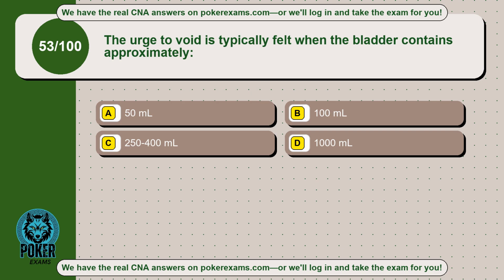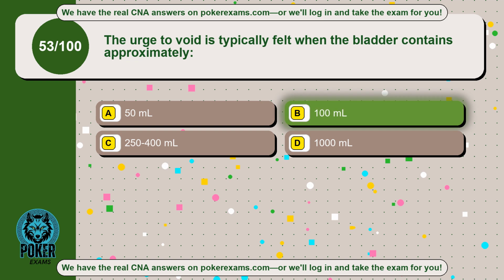Question 53. The urge to void is typically felt when the bladder contains approximately: Option A. 50 ml. Option B. 100 ml. Option C. 250 to 400 ml. Option D. 1000 ml. The correct answer is option B.